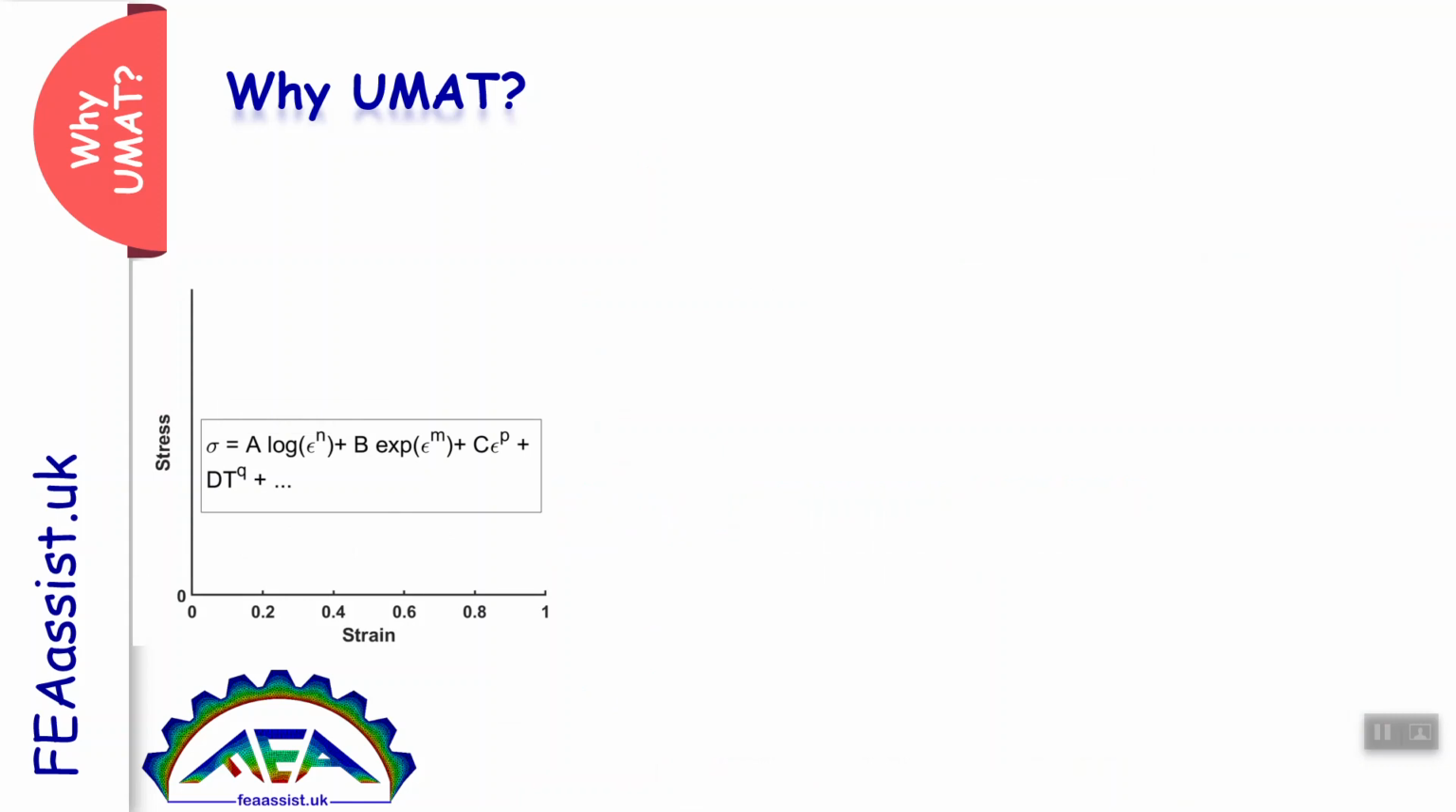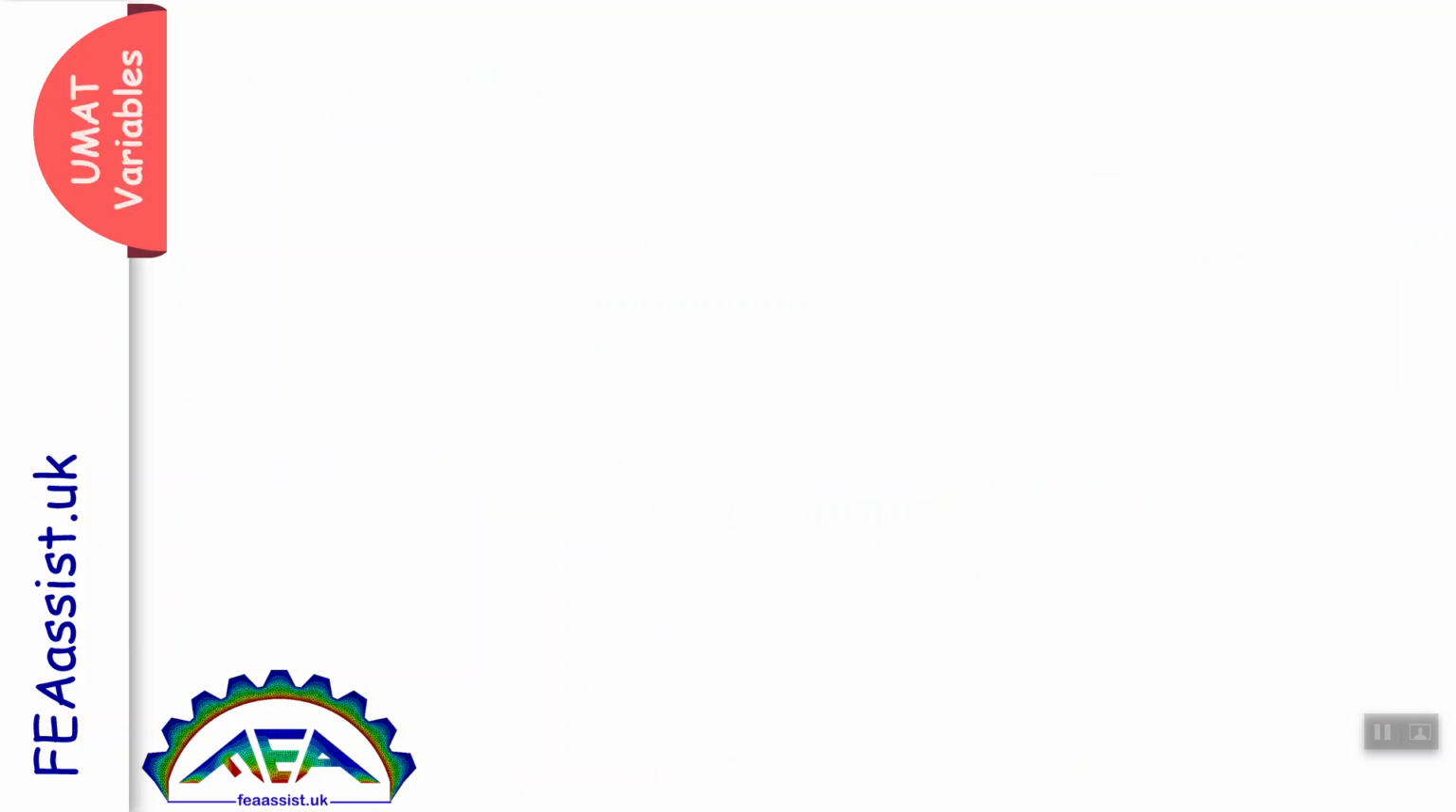This is the reason we need VUMAT, because our equation is new. The next important thing about any subroutine, especially VUMAT, is VUMAT inputs and outputs. VUMAT is a machine: it accepts some inputs, processes the inputs, and exports them as outputs.